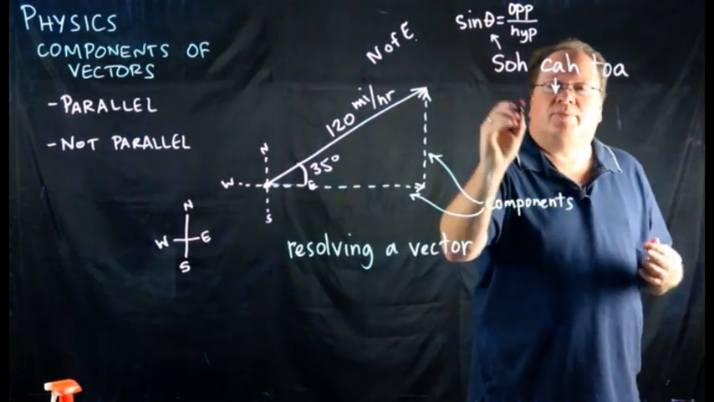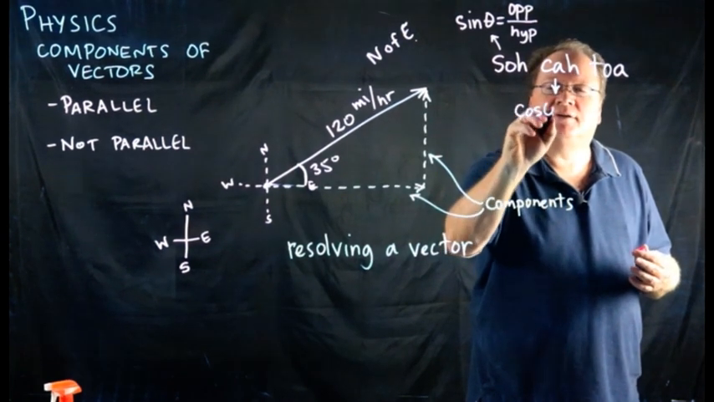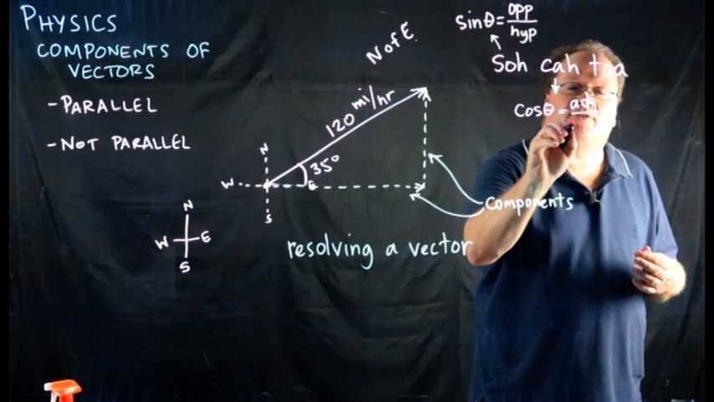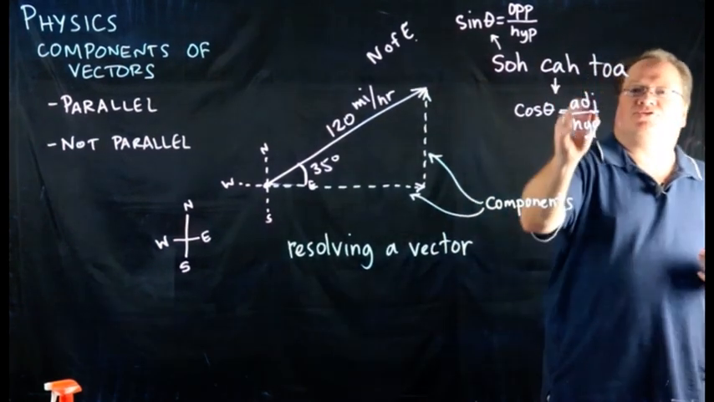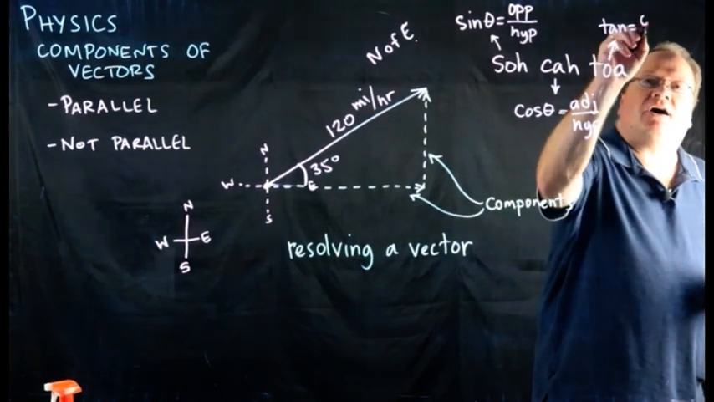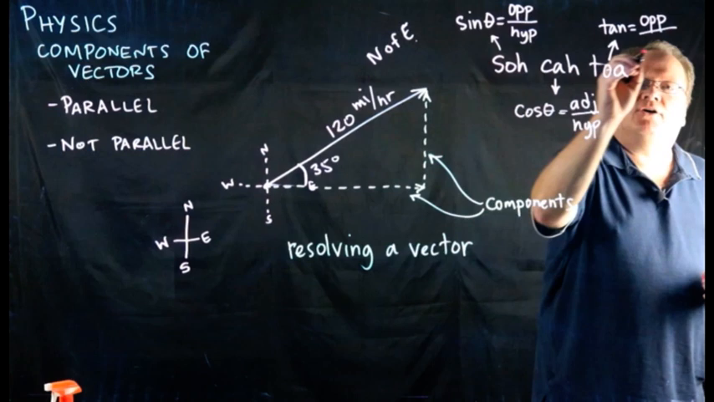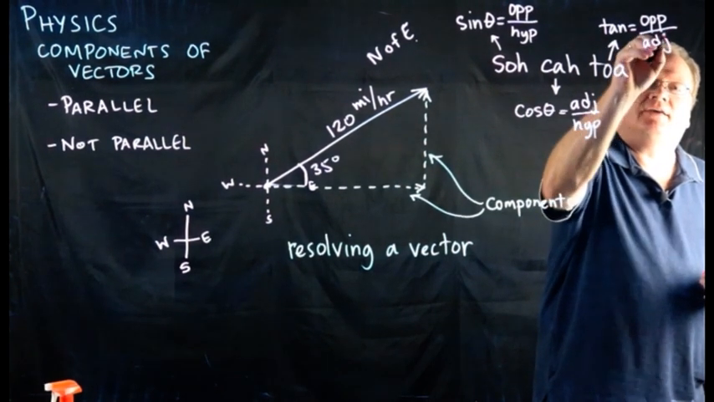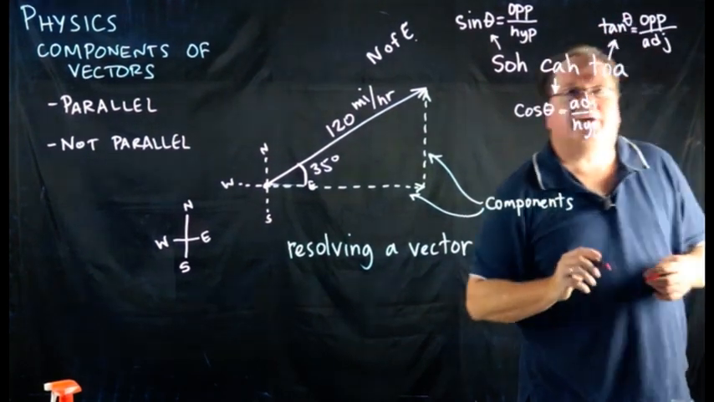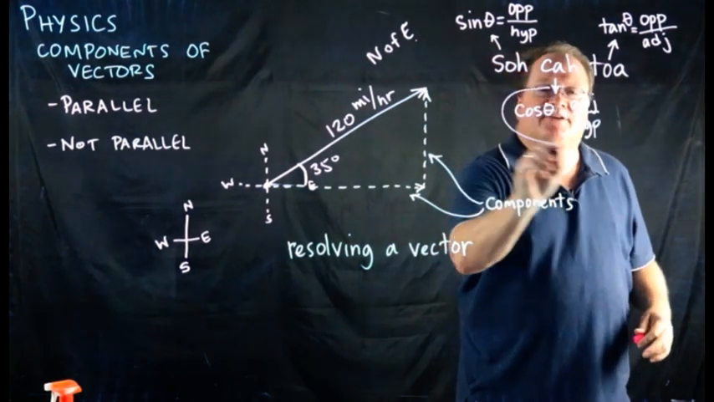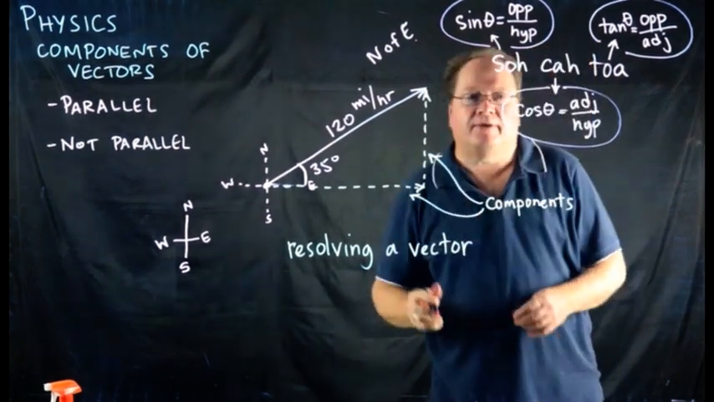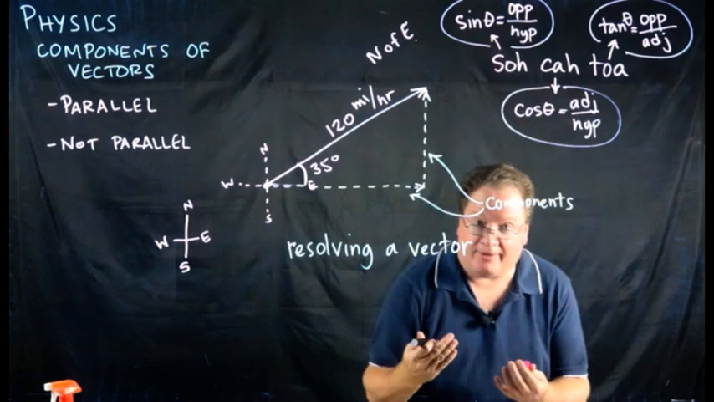CAH means cosine of the angle is going to equal the adjacent side over the hypotenuse. And TOA means tangent is going to equal the opposite side over the adjacent side. Okay? I should have tangent theta here. Okay. So the SOHCAHTOA deal is just a way to help you remember them. Okay? But they're going to help us figure out what these lengths are.